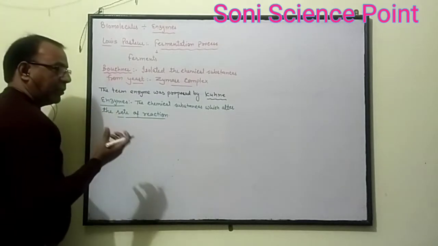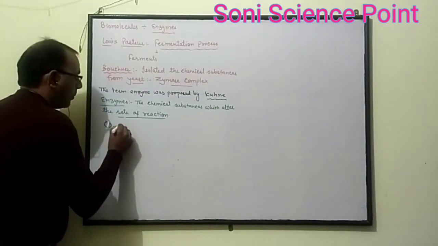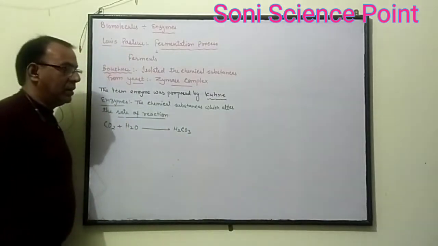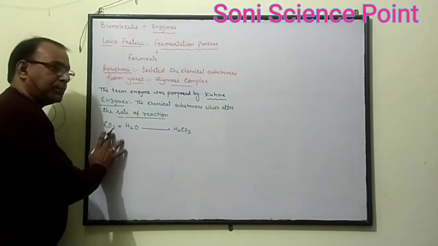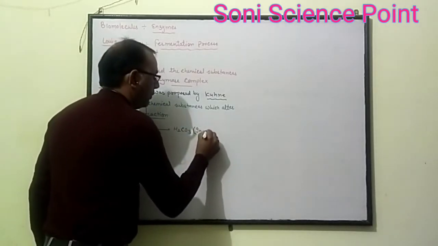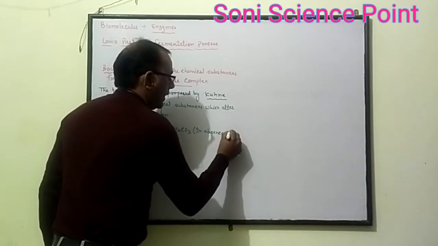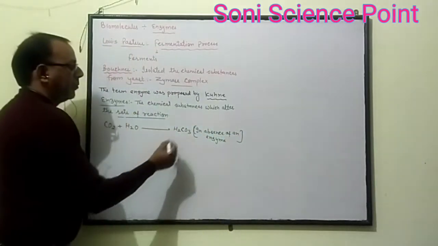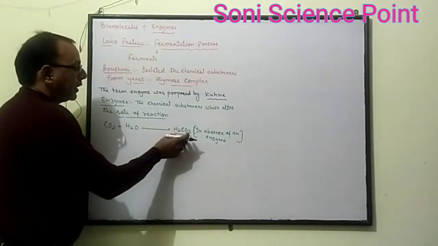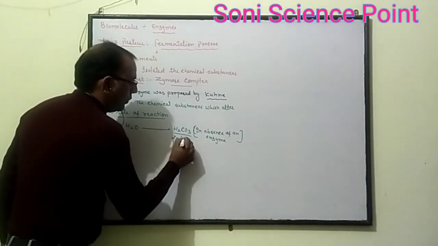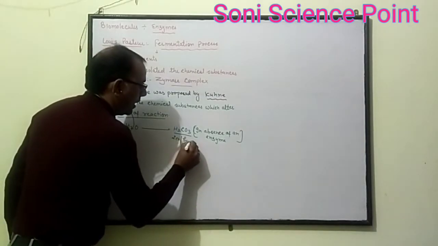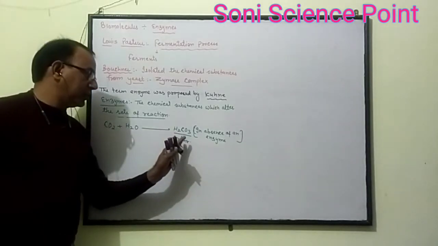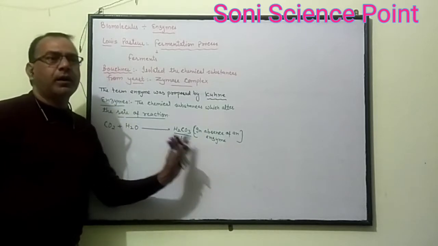Suppose, as an example, CO2 combines with water and makes carbonic acid, H2CO3, in the absence of an enzyme. The product carbonic acid is produced, but the production rate is very low, nearly 200 per hour, or per 60 minutes.